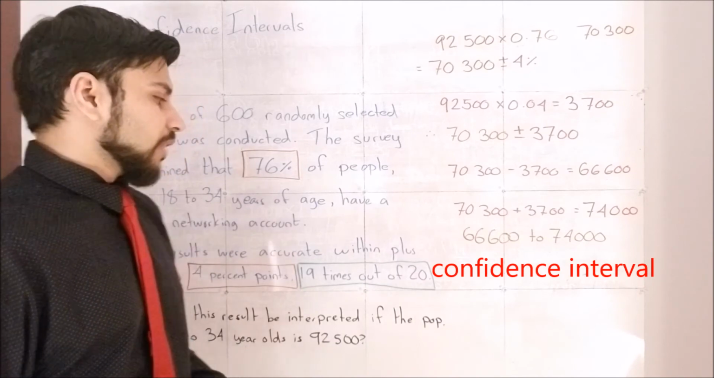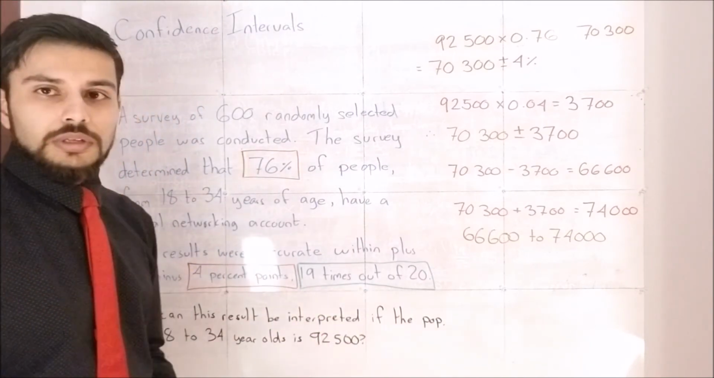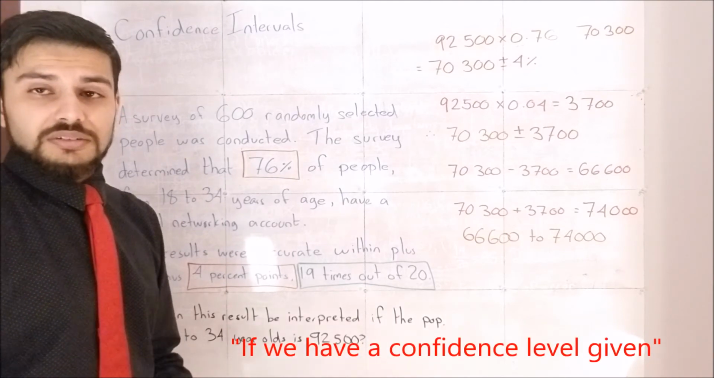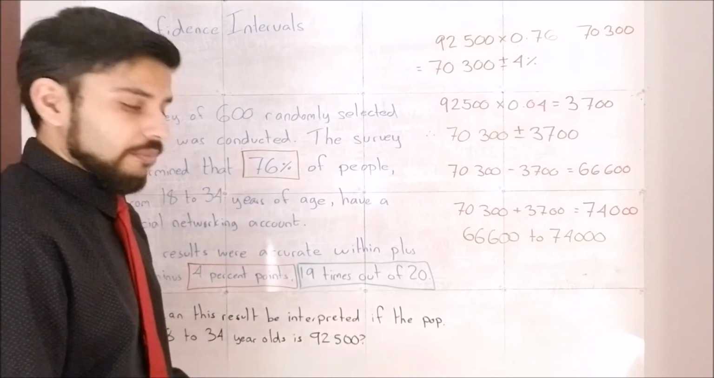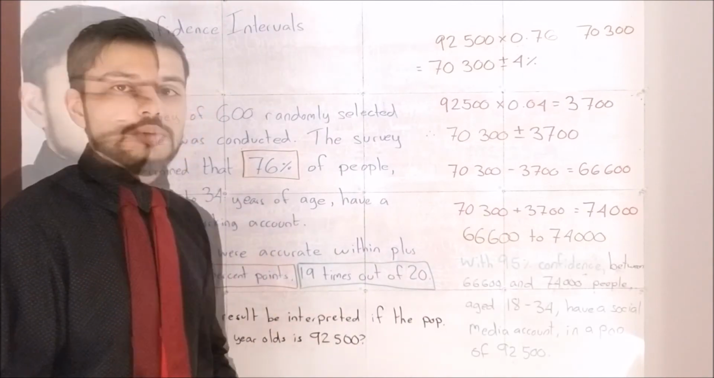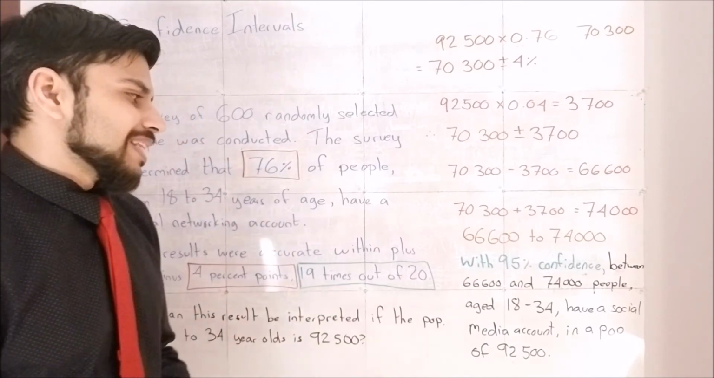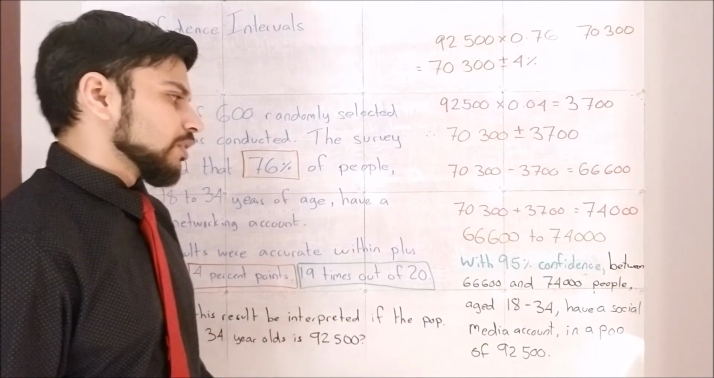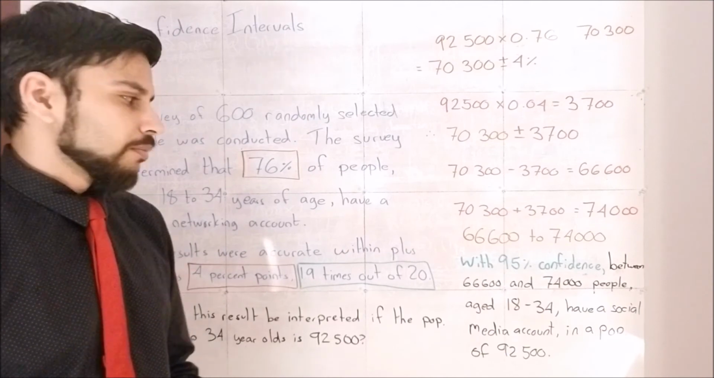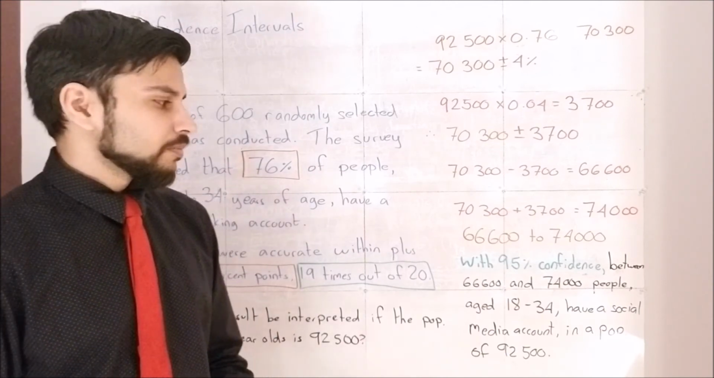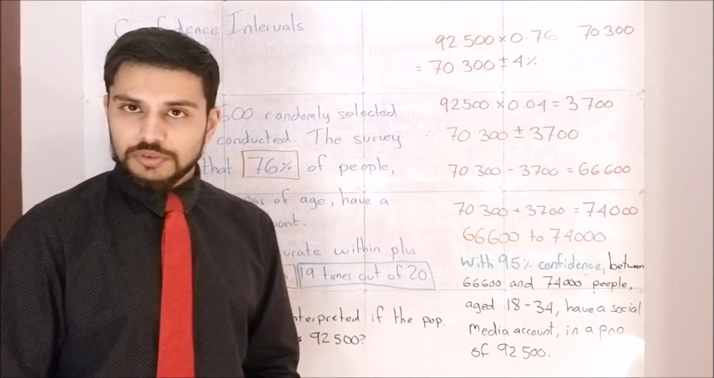All right, so our last step now is to figure out how confident we are in that confidence interval. Well, this is a nice thing. If you have a confidence interval, which we do, we can just state that as a percentage. So if I was to write this out as a sentence, my answer would look like this. With 95% confidence, between 66,600 and 74,000 people, age 18 to 34, have a social media account in a population of 92,500. And that's how we work with confidence intervals.